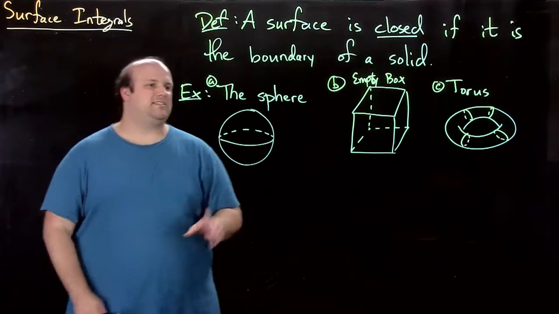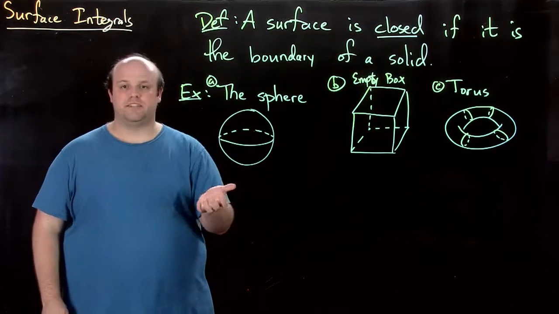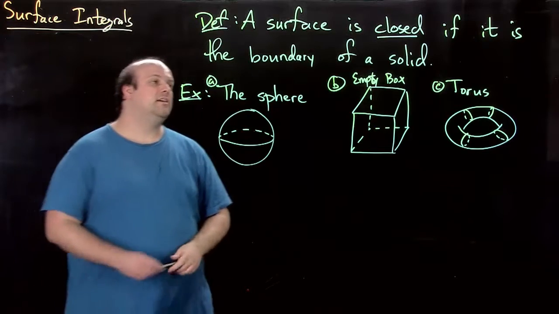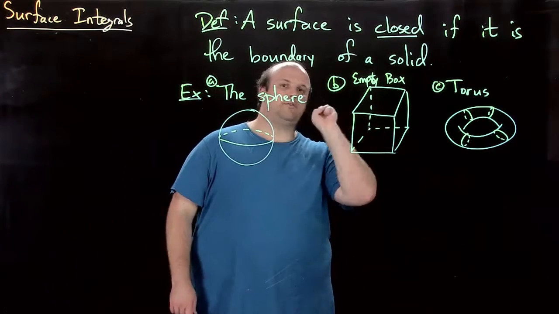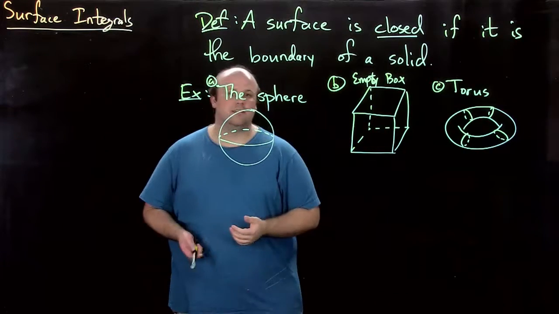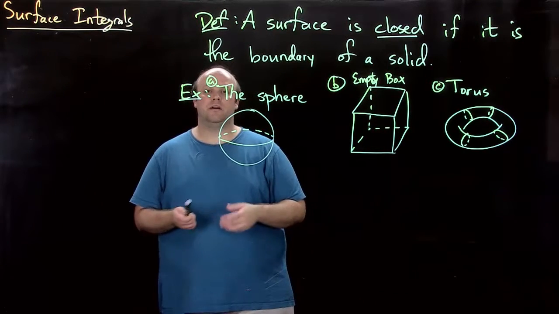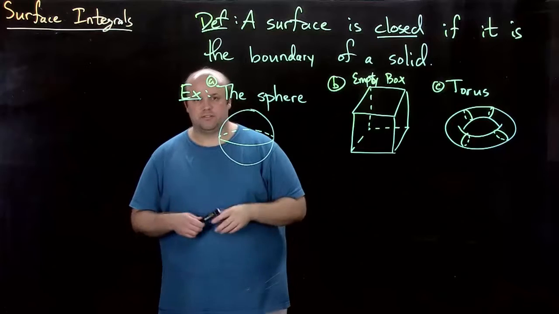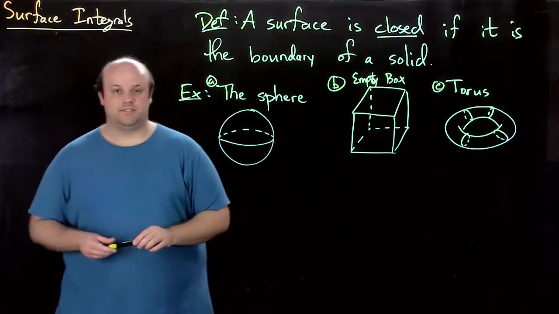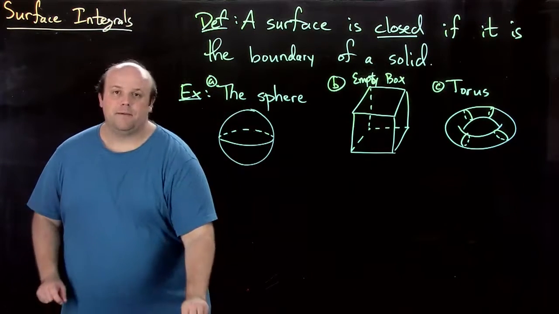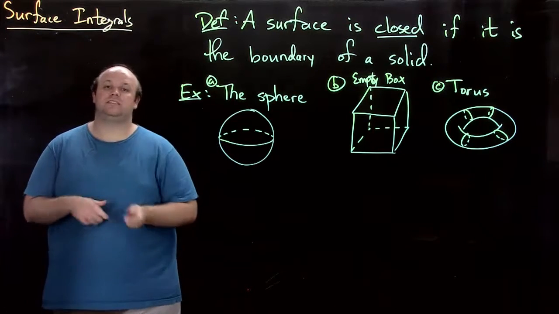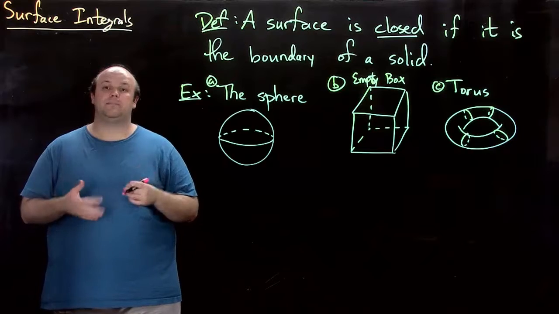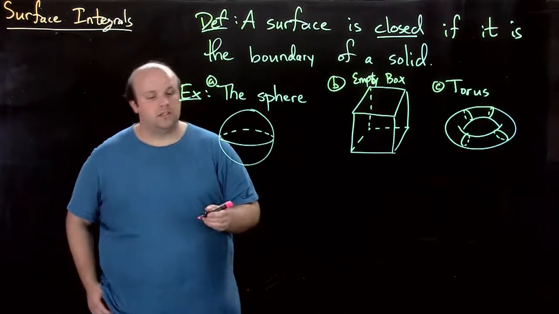Non-examples would be, let's say I take a sphere and poke some holes in it, or cut out a disc. Or let's say I take this empty box, but I pull off one of the faces of the box. Those are some examples of surfaces which aren't closed. So what's the point of defining a closed surface? Well, this lets us talk about what is the positive orientation.